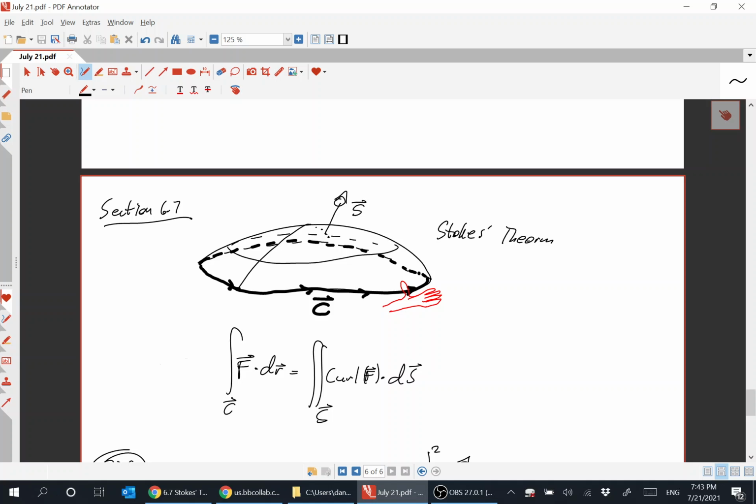What if two surfaces have the same boundary? What must be the case? Well, they're both equal to this. So they're both equal to each other.